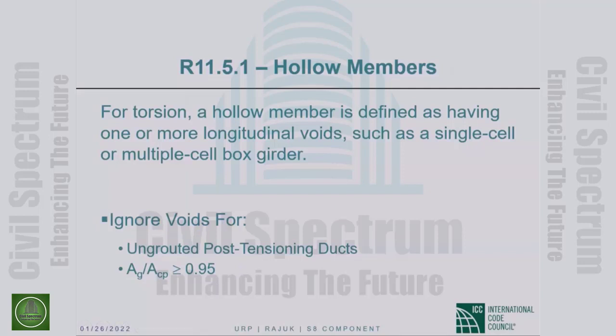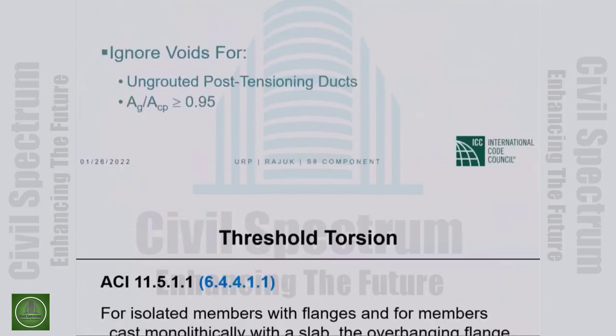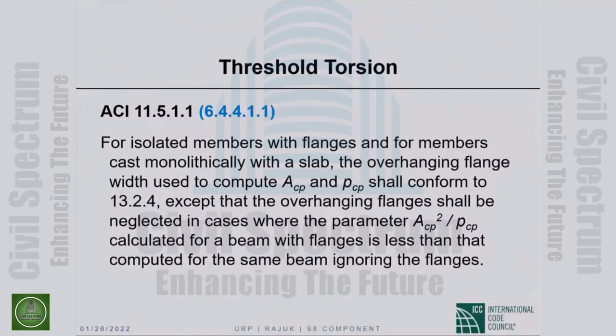Okay, when we say for a hollow section, replace A sub CP with A sub G, we don't mean a section with a few ungrouted post-tensioning ducts. Okay, so we are back to threshold torsion.